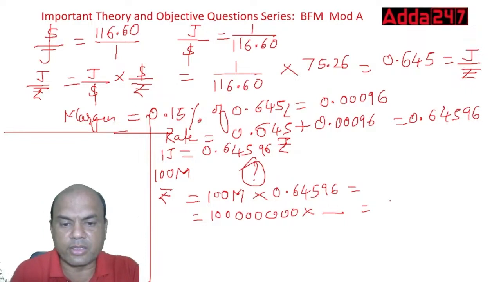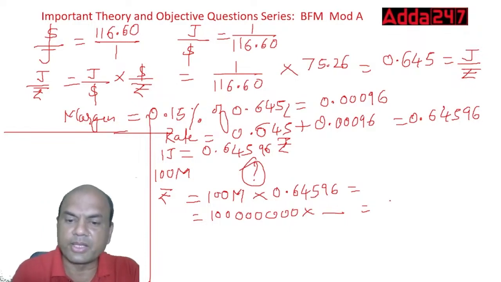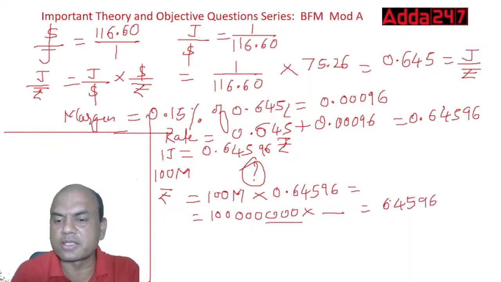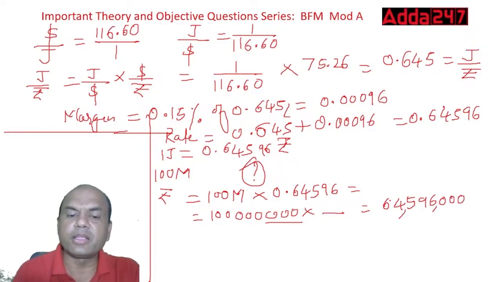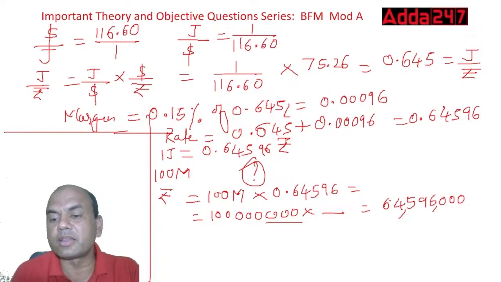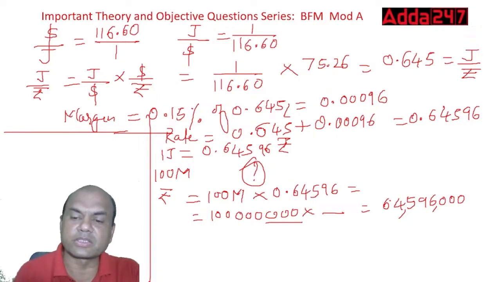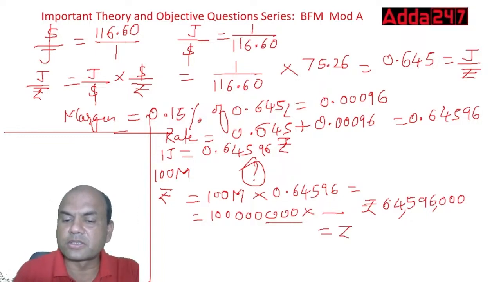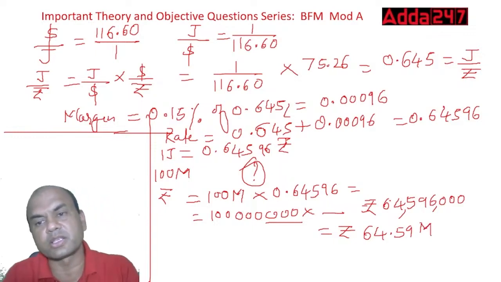What is this 100 million into this? So it will be 64596, and then 3 zeros from here, right? 3 zeros. 1, 2, 3. So it will be 64 million. This much amount I'll be debiting to this customer in rupees. So this is the amount debited to the customer. If they ask you in million, it will be rupees 64.59 million. This much amount I'll be debiting to the customer.